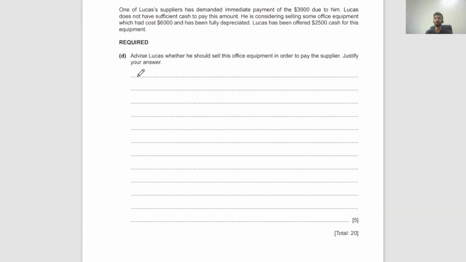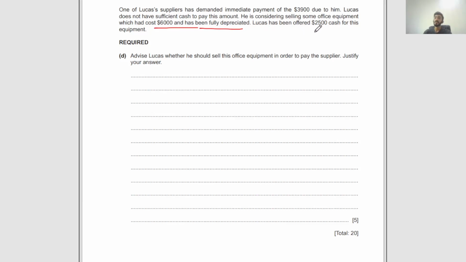Okay, let's move on. One of Lucas' suppliers has demanded immediate payment of $3,900 due to him. Lucas does not have sufficient cash to pay this amount. He's considering selling some office equipment which cost $600 and has been fully depreciated. Lucas has been offered $2,500 cash for this equipment. The question is whether he should sell his office equipment in order to pay the supplier.